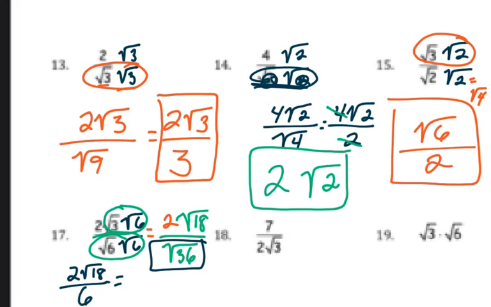Now I can break this thing down. 2 over 6 becomes 1 over 3. I could divide those both by 2. So my answer is 1 root 18 over 3.